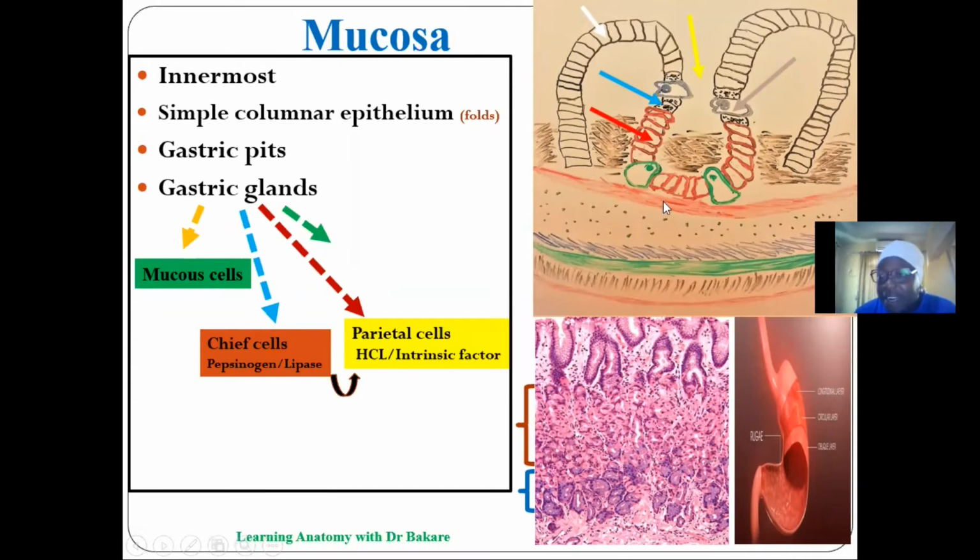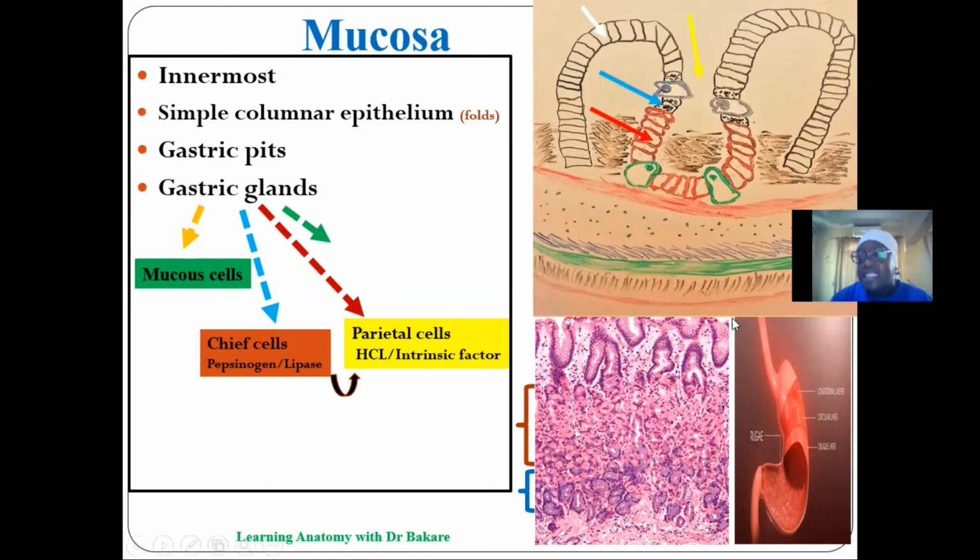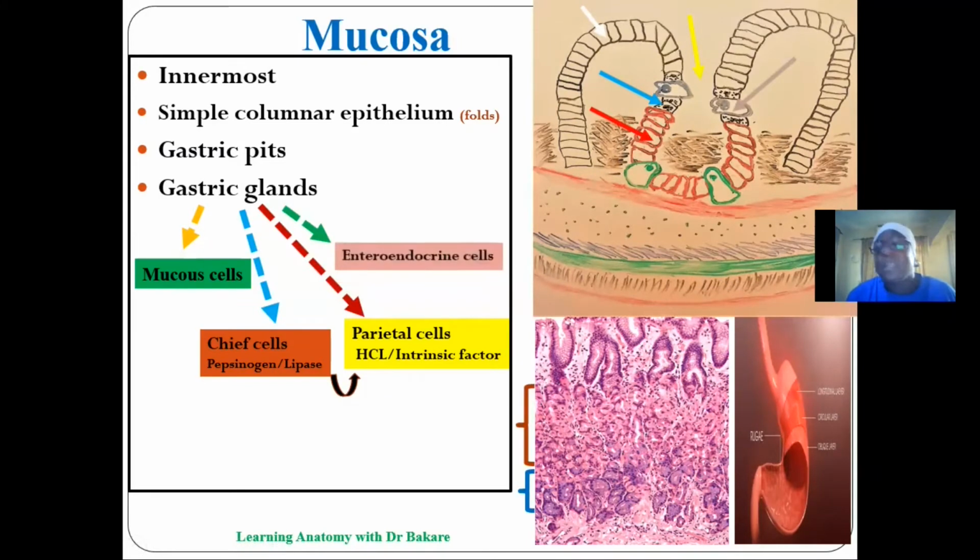The hydrochloric acid helps to destroy bacteria and other harmful organisms in the stomach. So it helps to sterilize the gastric environment. The intrinsic factor is necessary for the absorption of vitamin B into the body. Then we have the last group of cells, the enteroendocrine cell. This is the enteroendocrine cell. This cell is responsible for the production of hormones that help to control digestive processes that occur within the stomach.